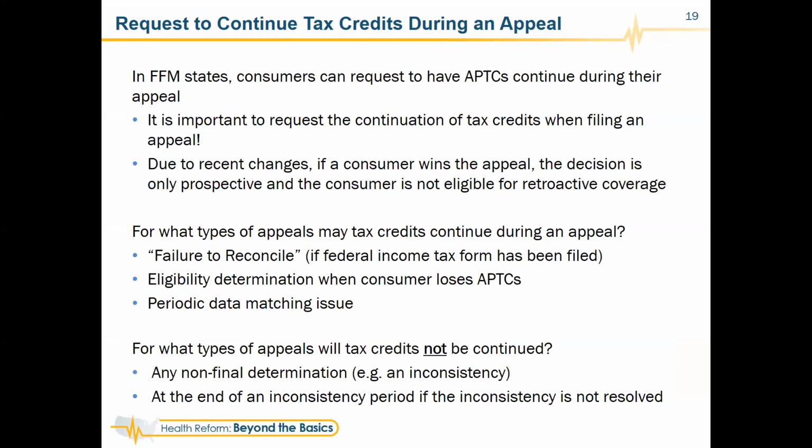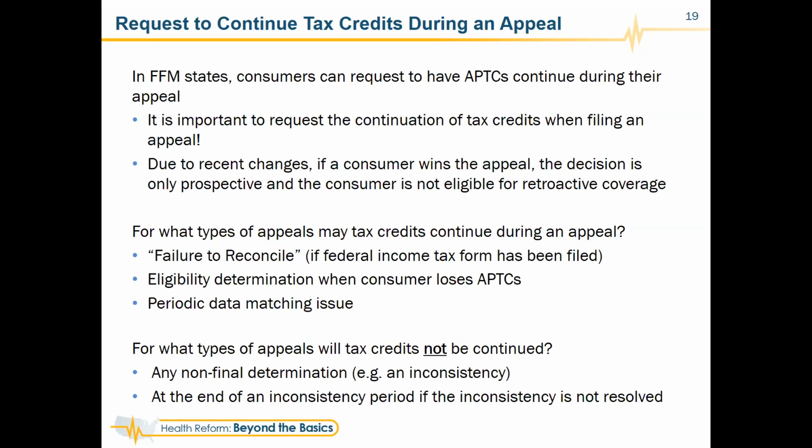Okay, another question that we often get is, well, I'm getting some tax credits right now, and I want to keep getting them because otherwise I'm not going to be able to pay 100% of my premiums while my appeal is going through. And that particularly might be the case because sometimes, depending on the time of year, there's going to be a longer period of time for your appeal to be heard and resolved. So consumers can request to have their tax credits continue during the appeal.